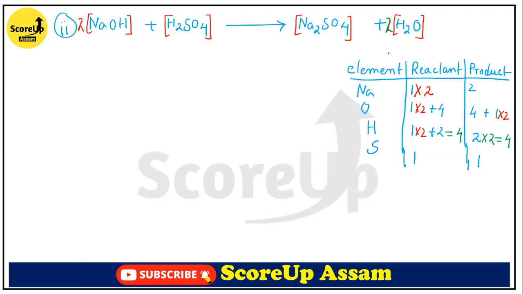Okay. Sulfur is balanced. See here on the reactant side, 2 into 1 is 2. Here it is 2. 4 plus 2, it is 6. Here also it is 6. Here it is 4, here it is 4. And it is 1 hydrogen. So now the total chemical equation is balanced.